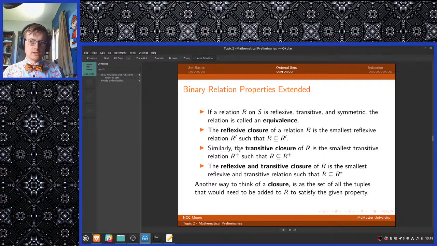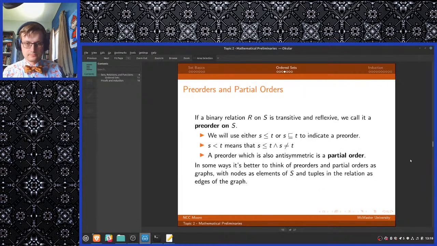So generally we'll use less than equals or greater than equals, but if we use it without the line underneath the symbol, then that is implicitly meaning S is less than T and S does not equal T.